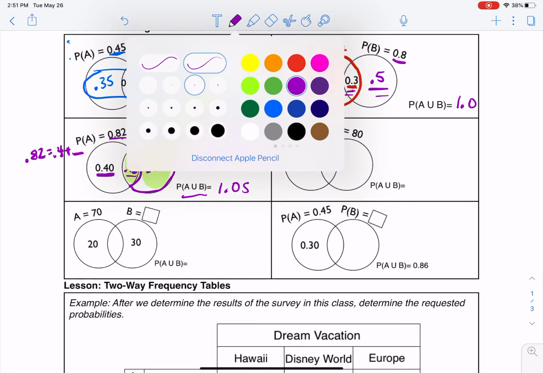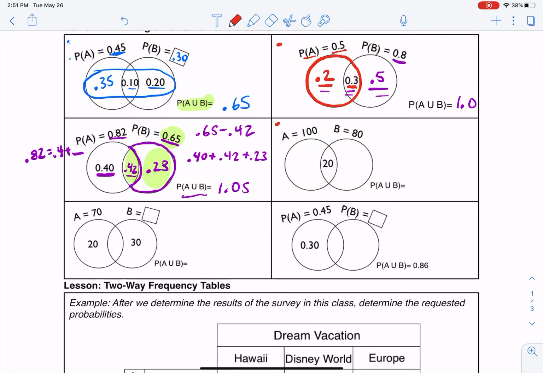All right, so for this next one, we're told that A is 100 and B is 80. Well, if what's in the intersection here is 20, I know that this portion has to be 80 in order to add up to 100. This portion has to be 60. And so the union is what happens when all that's added together. So 80 plus 20 plus 60 is 160.